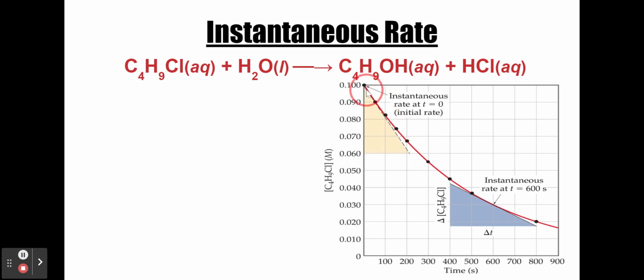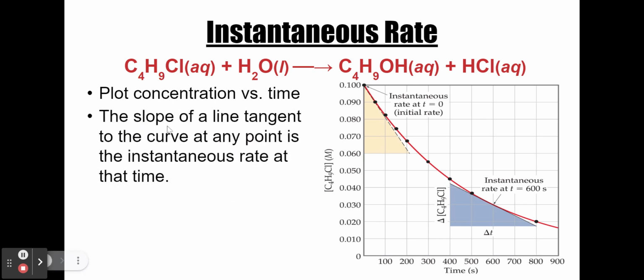Same thing here. If we want to know the instantaneous rate of change at 0, we draw the tangent line here, draw our triangle, and get the rise over run slope, which is the hypotenuse of our right triangles. This is a plot of concentration over time, so the next thing we need is the slope of a line tangent to the curve at any point, and this is our instantaneous rate at that time.